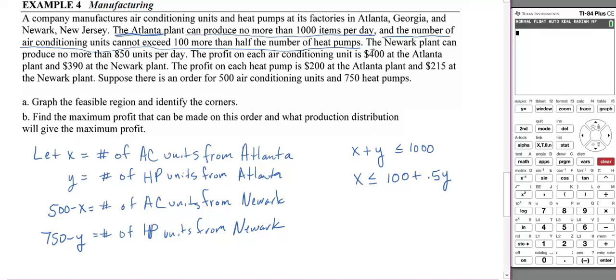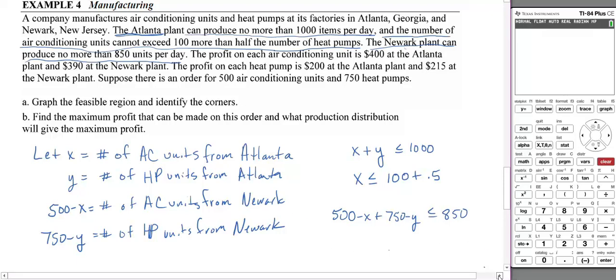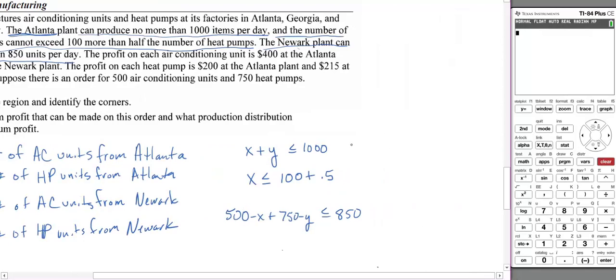And then we have the Newark plant can produce no more than 850 units per day. So that means if we add up the number of AC units and the number of heat pump units that are made in Newark, then it's going to be less than or equal to 850. Cannot exceed that 850 units per day. So we have three constraints here, and we'll go ahead and get those graphed and find the corners. That's part A of the problem. So let's get these in the right shape to do that.